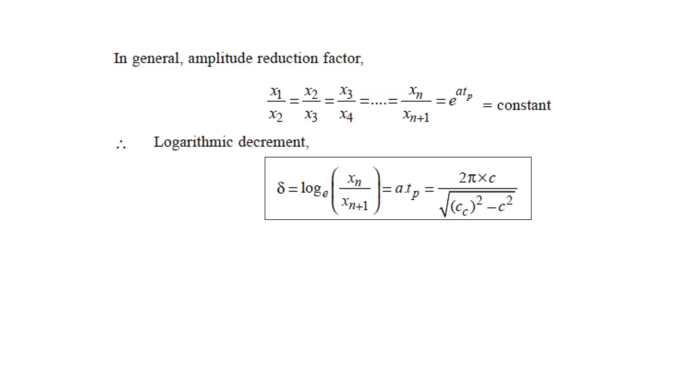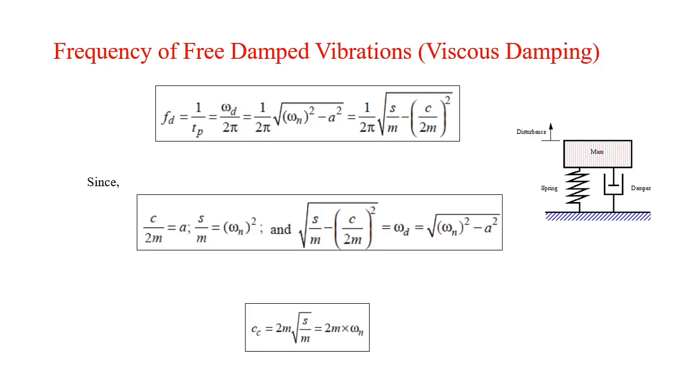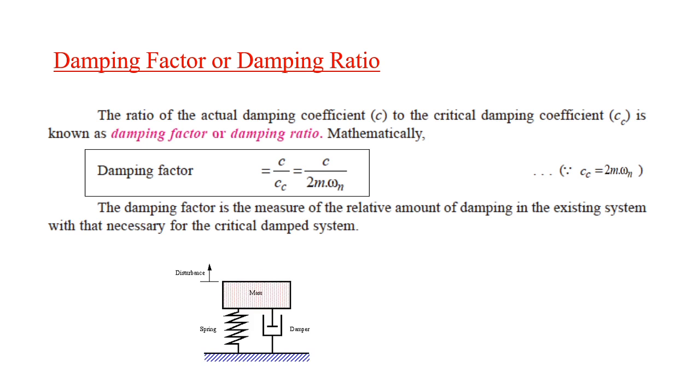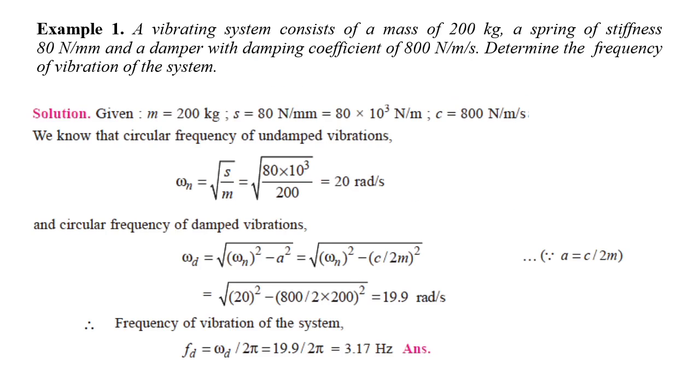Next, we will solve some problems based on whatever we have seen up till now. We have seen the formulas such as the formula for the circular frequency of damped vibration, fd is equal to 1 upon twice pi square root of omega n square minus a square, where a is equal to c by twice m, omega n is equal to square root of s by m, and cc is the critical damping coefficient, equal to twice m into omega n. We have seen the formula for damping factor, equal to c upon cc. We have seen what the logarithmic decrement is: delta is equal to natural log of xn upon xn plus 1, or delta is equal to twice pi c upon square root of cc square minus c square. We'll solve problems based on these. These problems are very important for the GATE and some competitive exams as well.